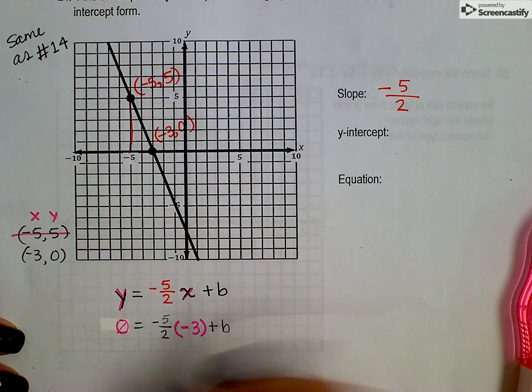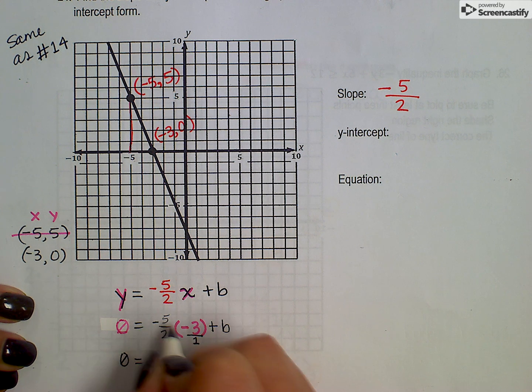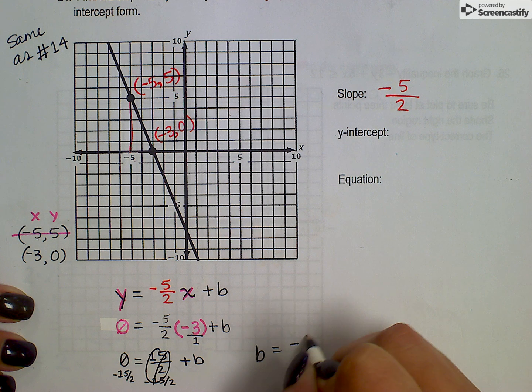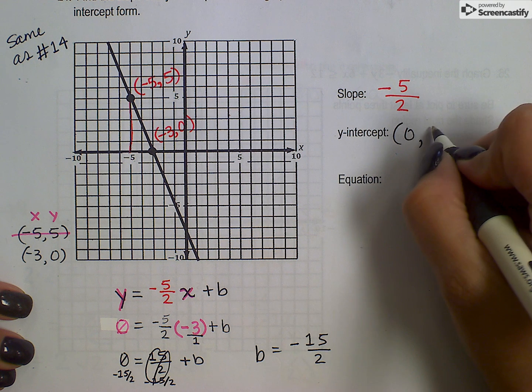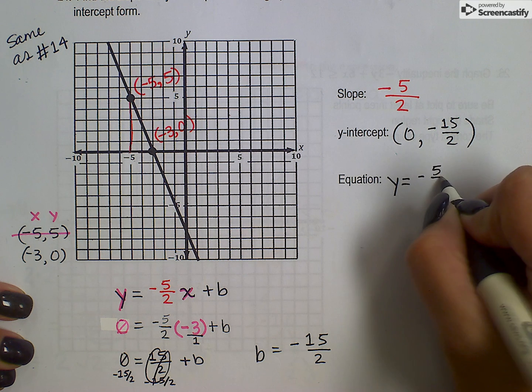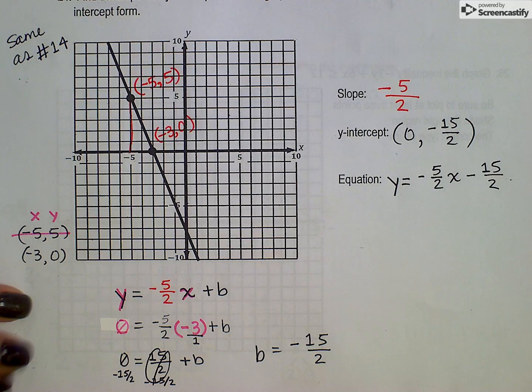And remember, to multiply fractions, turn this into a fraction and multiply straight across. So I have 0 equals, negative times a negative is a positive 15 over 2 times 1 is 2. And now I just need to get my b alone by subtracting my 15 halves. So therefore b is equal to negative 15 over 2. Leave it as a fraction, but do write it as a coordinate. So therefore y is equal to my m slope, x plus my b, my y-intercept. And that's my answer. So let's move on to number 25.